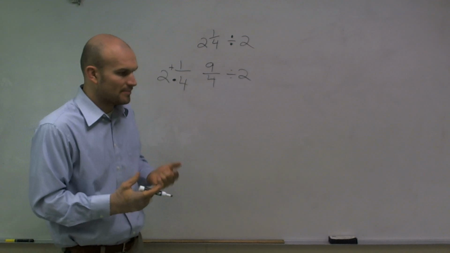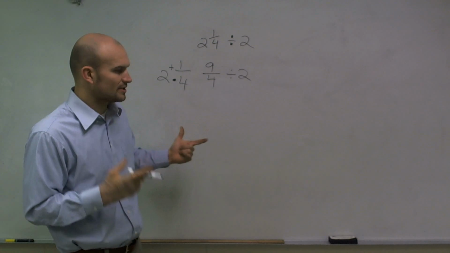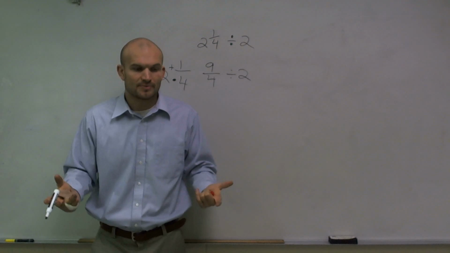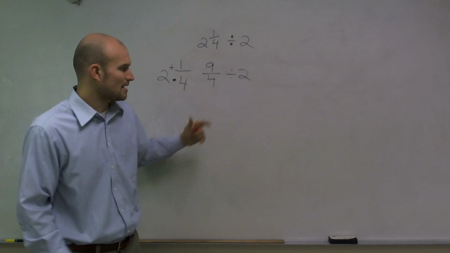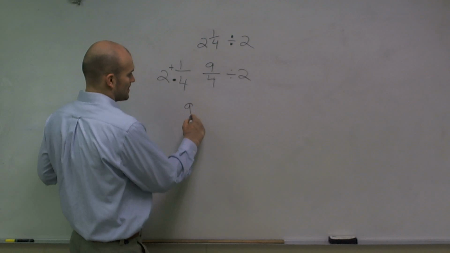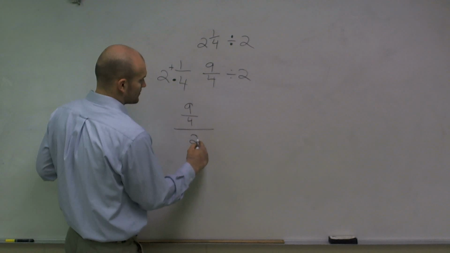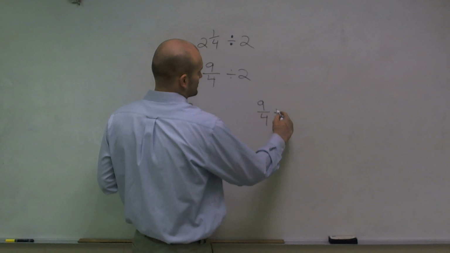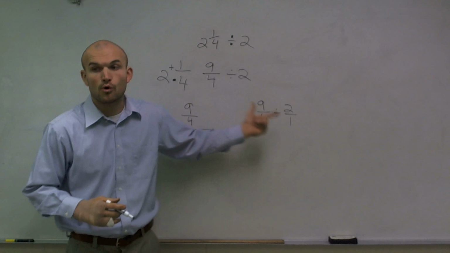Well, I need to remember, what exactly are we doing? There's a couple ways you can divide out. A lot of times we say, oh, flip your fraction and multiply. Well, I don't have a fraction, I have a whole number. So I'm going to write this 2 different ways. I'm going to say 9/4 divided by 2. And then also I'm just going to say 9/4 divided by 2, but rather than 2, I'm going to write it as 2 over 1.